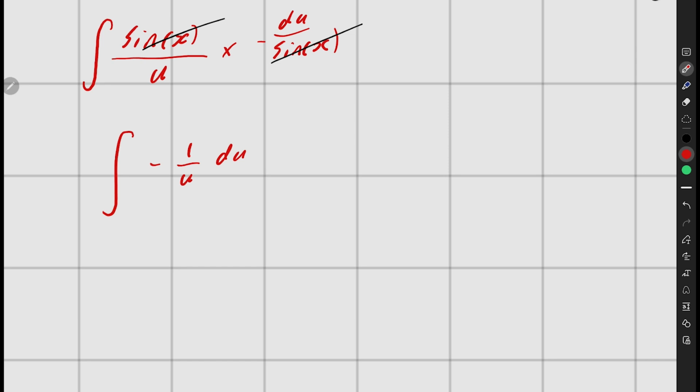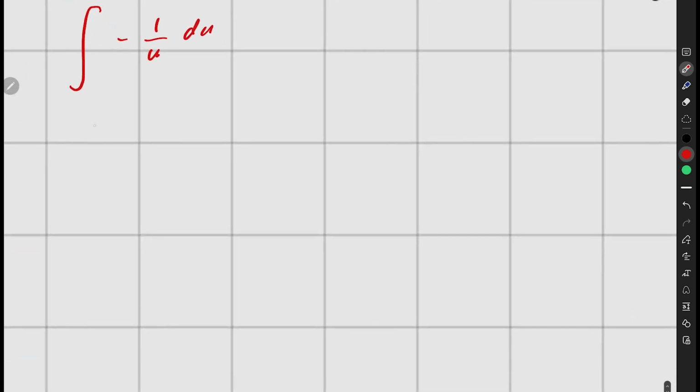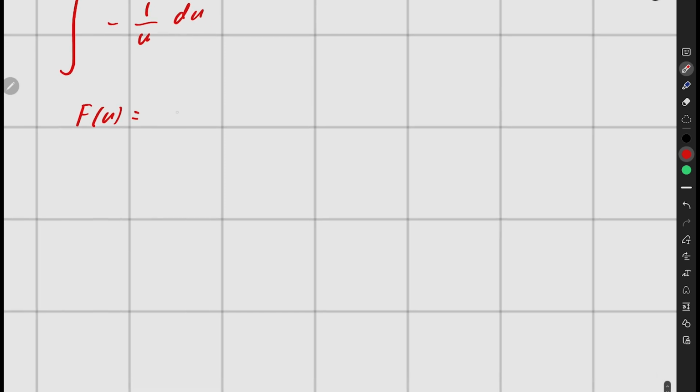And as you can see, this is actually an integral that we can solve quite easily. If you remember from the power rule and your table of integrals, this function of u, with a capital F to denote that we're taking the integral, is going to be equal to negative 1 times ln of the absolute value of u plus c, which is just equal to negative ln u plus c.